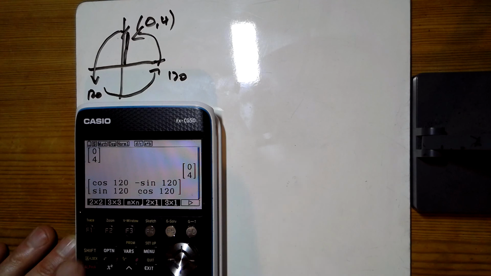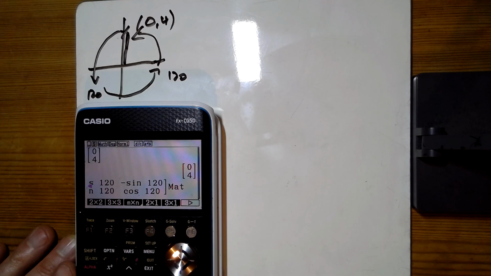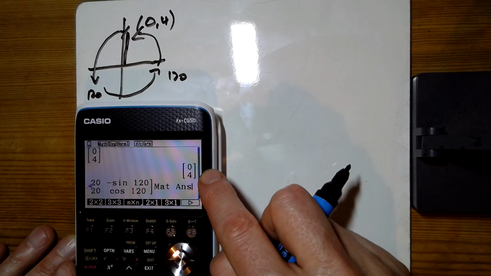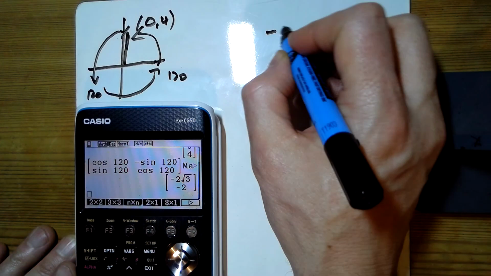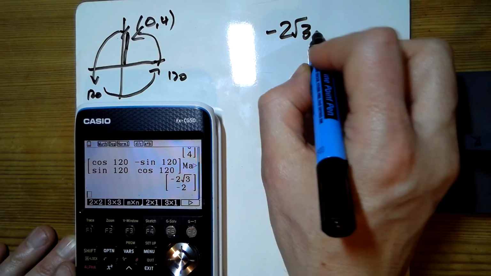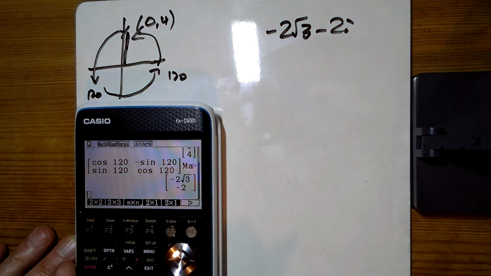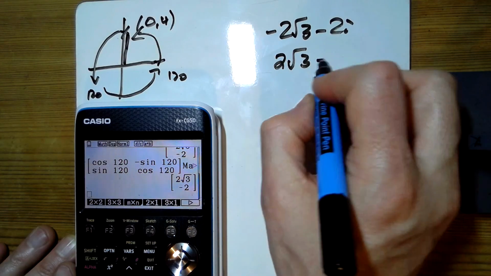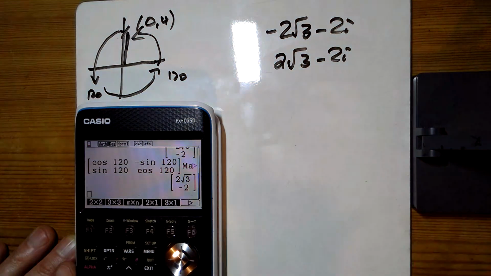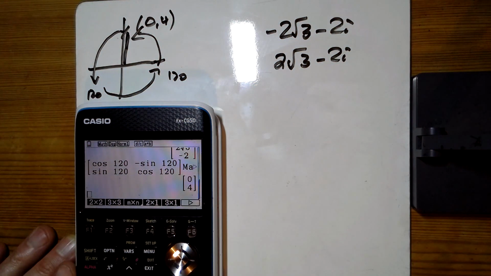And I need to times that by matrix answer. So I'm doing that so I haven't got to repeat doing it again. That's just now going to put the 0, 4 into it. And so it's immediately going to tell me that my next point is minus 2 root 3 take away 2i. And if I push equals again, it gives me the one after, 2 root 3 minus 2i again. And to check I've got it right, 3 times round, there's the 0, 4 there.